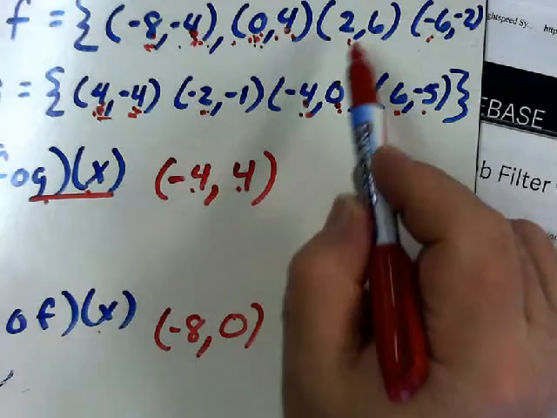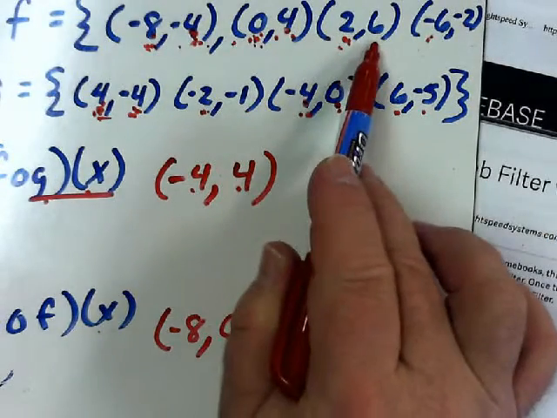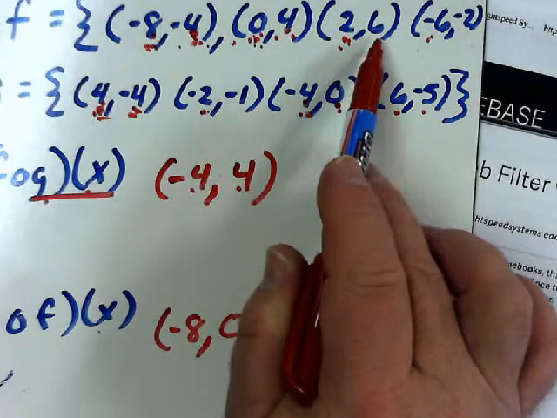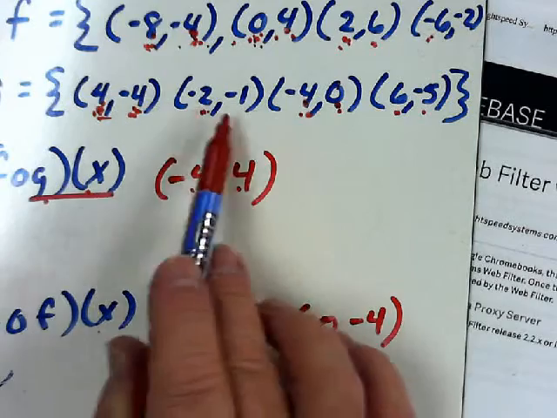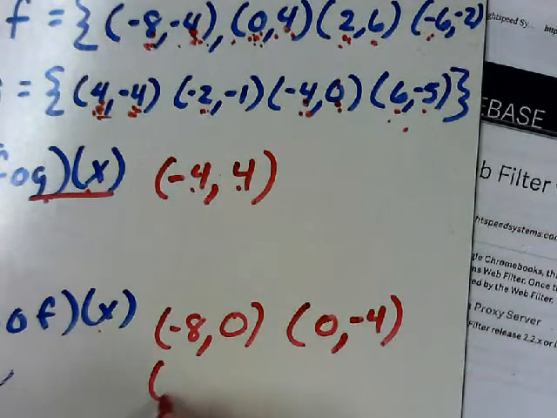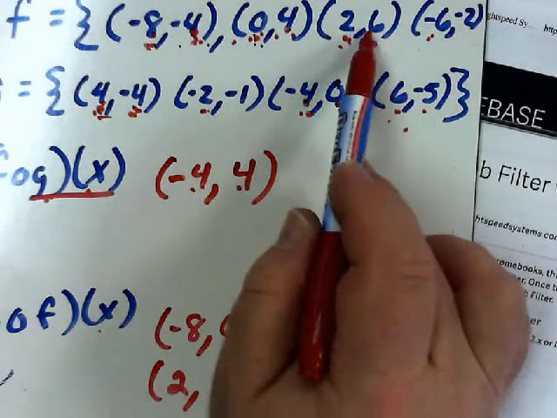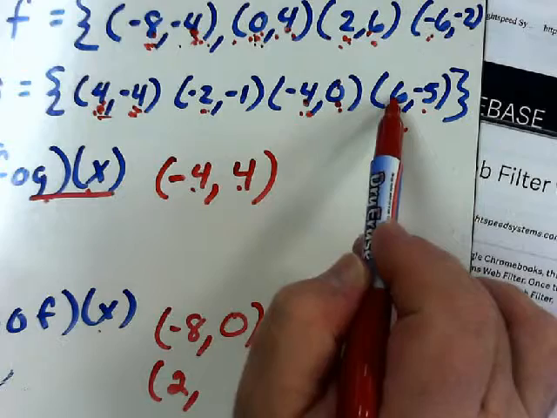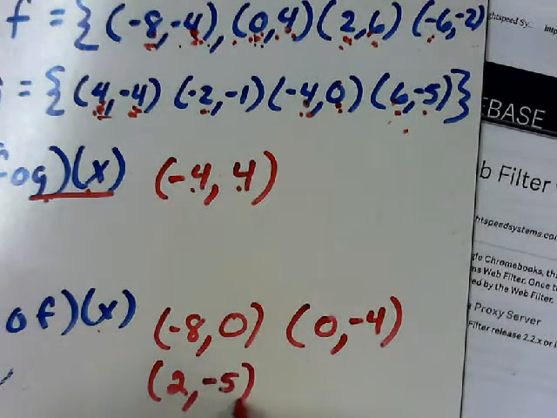If I put in a 2, what was my range? Okay, does that 6 as a range here end up as a domain down here? Okay, so if I started out with a 2, I went to a 6, this 6 matches up with this 6, doesn't it? Which would then end up giving me a -5.